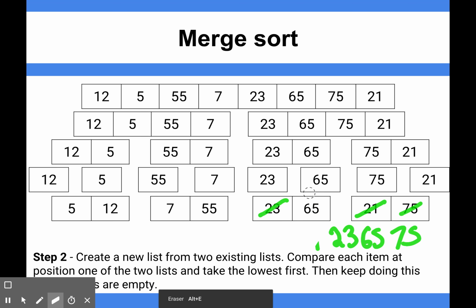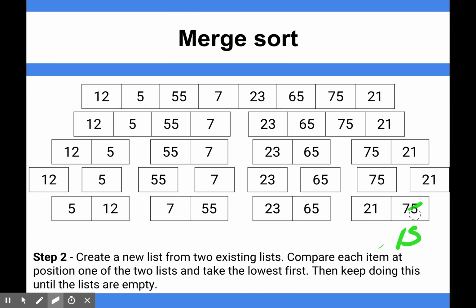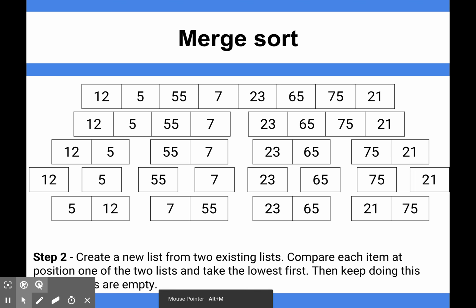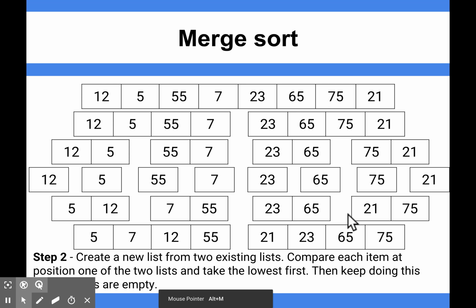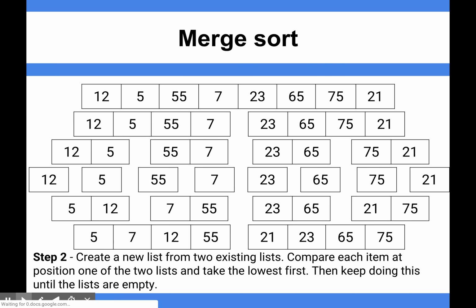So it just keeps merging the data together by looking at the first item in each of the lists that it's trying to merge. Okay. And I'd end up with two bigger lists. And again, exactly the same process as I've just gone through with you, but now they're bigger lists. So it would look at 5 and 21, 5 would go in, 7, 21, 7 would go in, 12, 21, 12 would go in, 21, 55, 21 would go in, 23, 55, etc., etc.